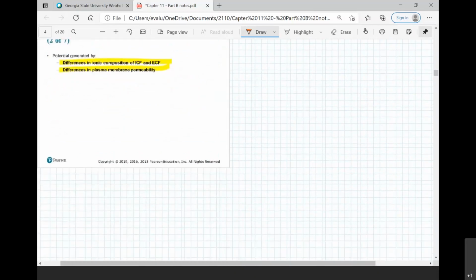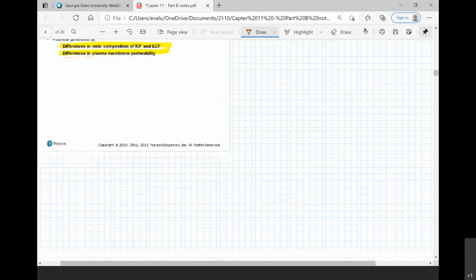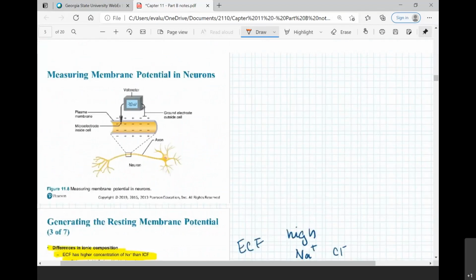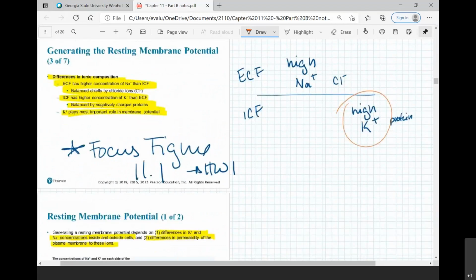And this polarization is going to be generated by two things: the ion concentration of intracellular and extracellular fluid, and how permeable the plasma membrane is, what the resistance looks like. So when we look at that, here is something called a voltmeter. If you were in lab, and it may be in the Mastering A&P, you actually stick a little electrode into a neuron and you can register what the membrane potential is. It's very, very cool. But when we're looking at that, the differences in ion concentration are the first thing that is controlling the resting membrane potential.